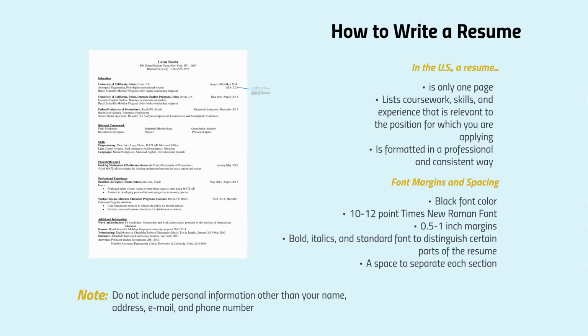So let's get started. In the US, a resume is only one page. It lists coursework, skills, and experience that are relevant to the position for which you are applying, and it is formatted in a professional and consistent way. Please note that a resume should not include any personal information other than your name, address, email, and phone number. You should also not include an objective or goal on your resume.